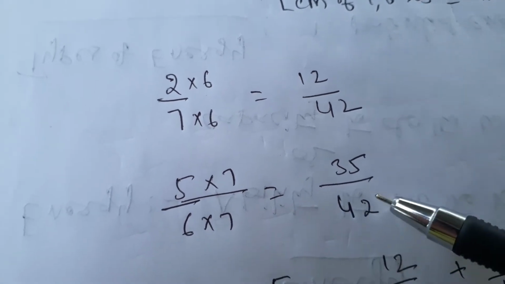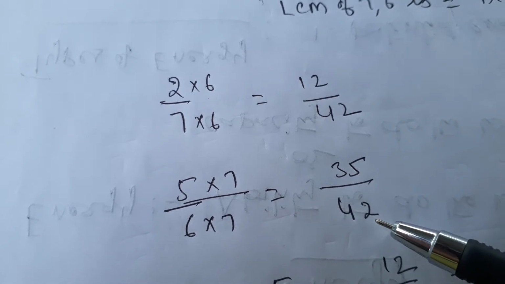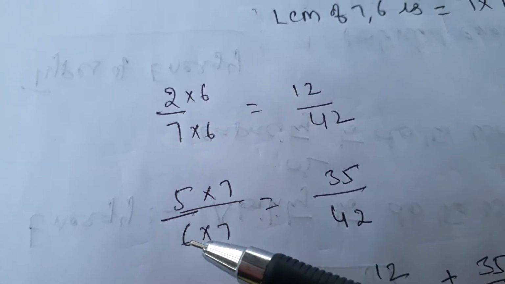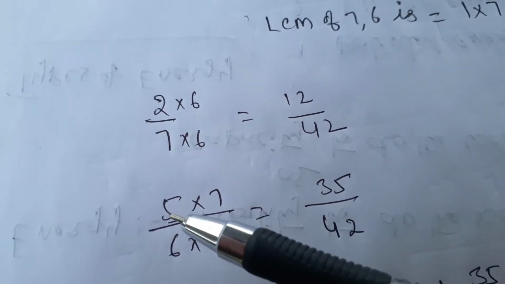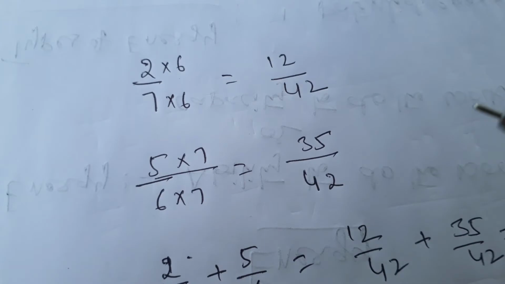Why are we multiplying with 7? We want to make this fraction's denominator 42. LCM, what is the LCM? We make the denominator equal to the LCM. 6 into 7 is 42. Now, when you multiply the denominator with 7, the numerator is also multiplied with 7.